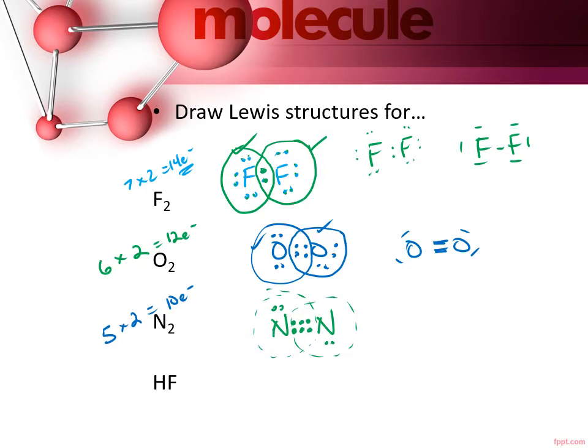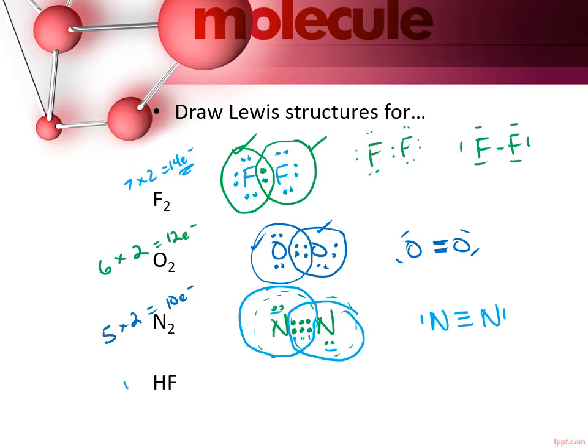And now, notice that this nitrogen has 2, 4, 6, 8. This nitrogen also has 2, 4, 6, 8. Everybody's happy. And we can show that triple bond with 3 lines and then those other electrons that are not shared on the outside.